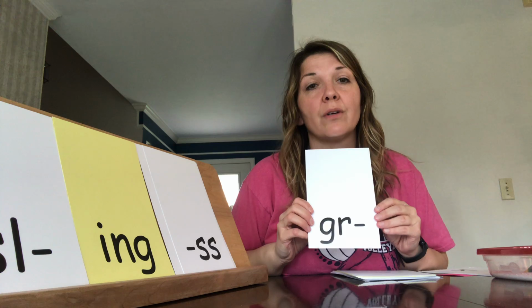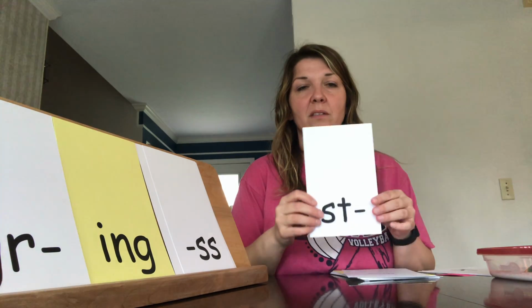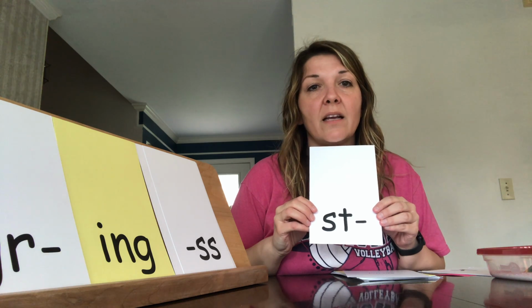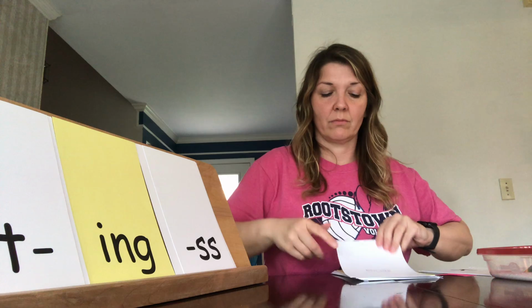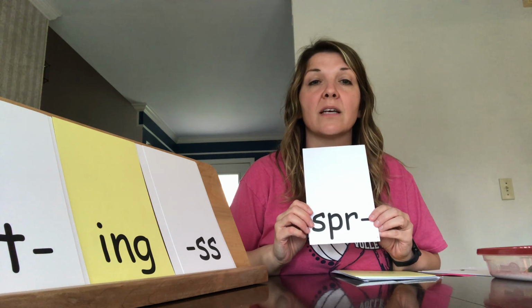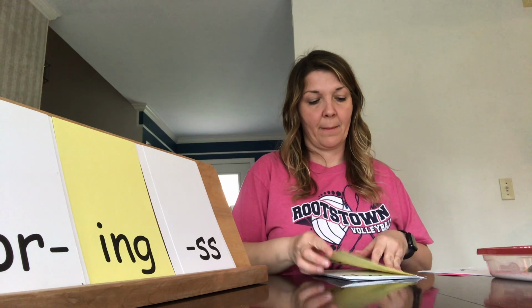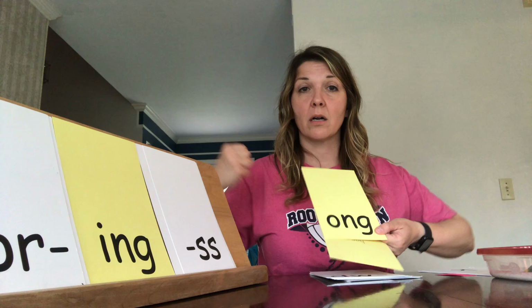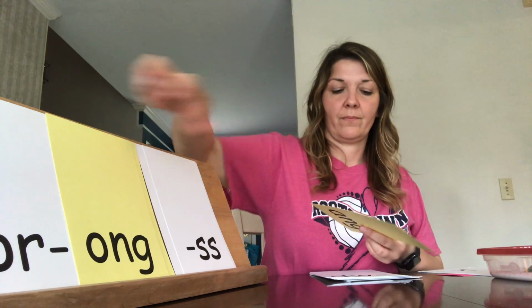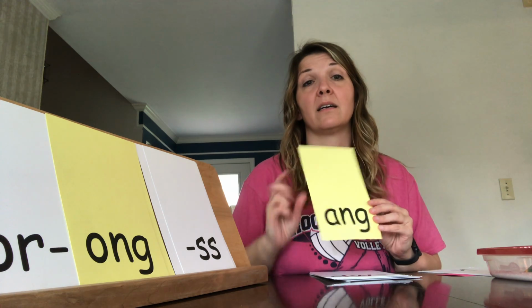GR says gr, like a grill. Hopefully you guys get to grill this week because it's supposed to be really nice. ST says st in the beginning, so like sticker. SPR says spr, like spring. ONG says ong, like strong. ANG says ang, like hang.